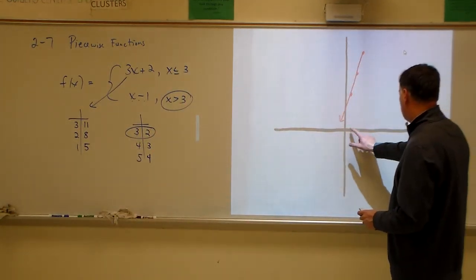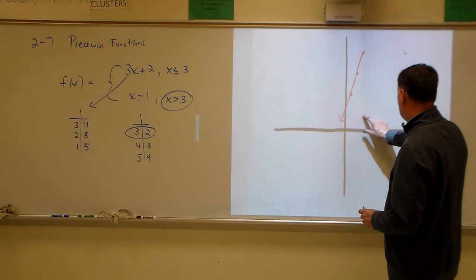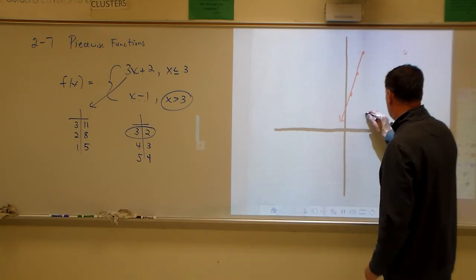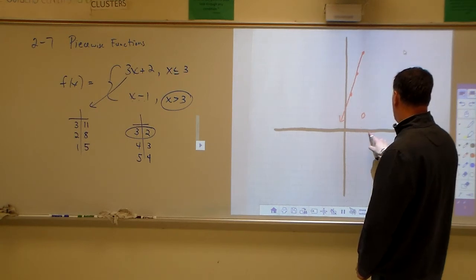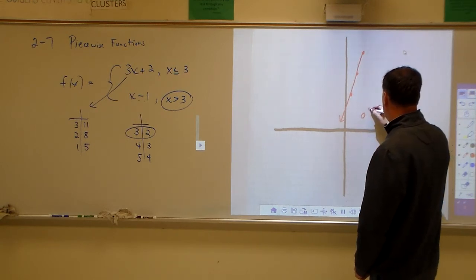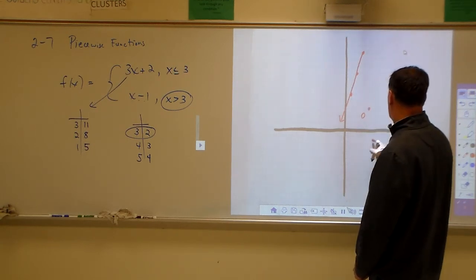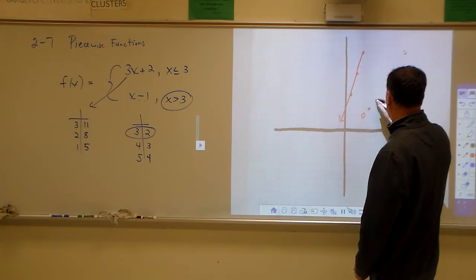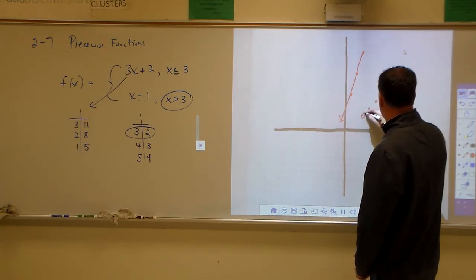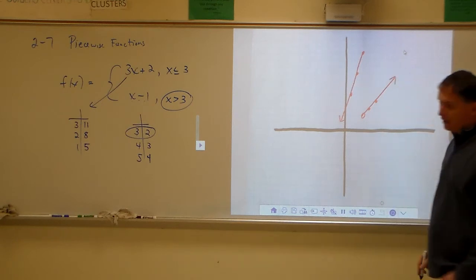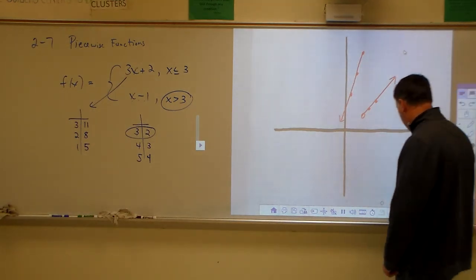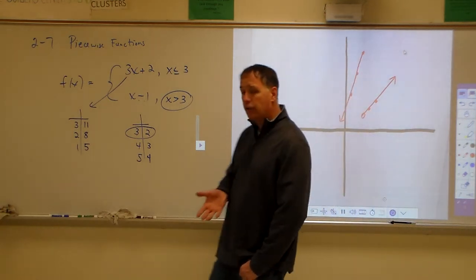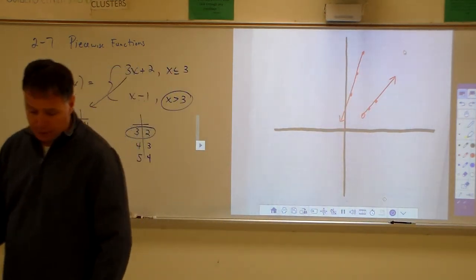3, 2. Over 3, up 2. And that is an open circle. 4, 3. 1, 2, 3, 4 over, up 3. And 5, 4. Over 5, up 4. Looks like this. Still a function. Still passes the vertical line test. So that is still a function. And that's how you graph a piecewise function.